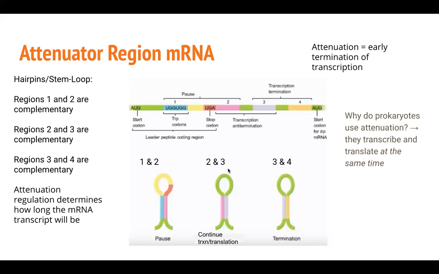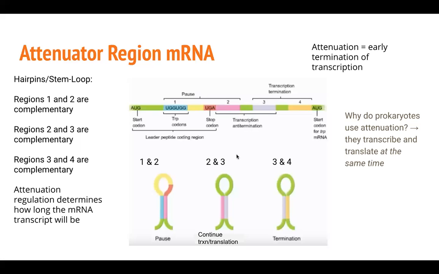It's just these three scenarios where the transcript or the DNA aligns in this hairpin to give a signal to the cell whether to pause, continue, or terminate. That's basically what attenuation is. So the amount of tryptophan will determine which of these regions fold onto each other.